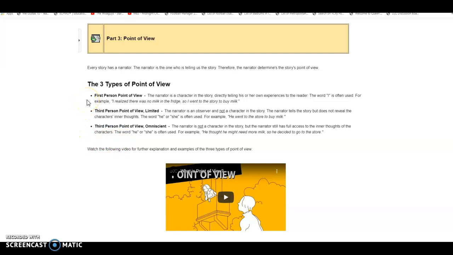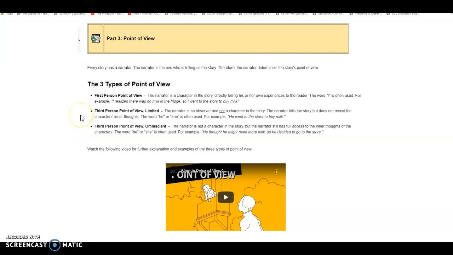First person point of view. That's when the narrator is a character in the story telling their own story. And you'll usually see the word I used in first person. And then there's 2 types of third person point of view.